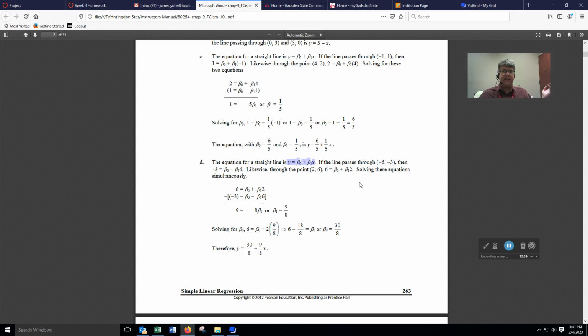So let's just say that x was 3. Let's make it easy, let's just make it 8. So here we'd have 30 over 8 plus 9 times 8 is 72 over 8. That would be 102 over 8. And we'd simplify that, and that would be the value for y when x equals 8.